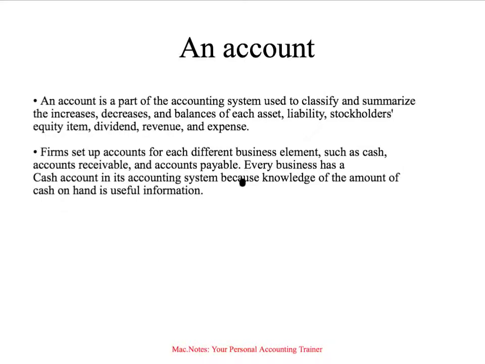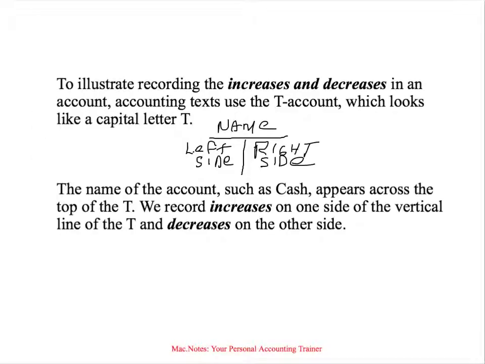they have on hand. Now, to illustrate the recording of increases and decreases in an account, we must visualize what's called the T account. It looks like the letter T. At the top is the name of the account, cash, for example. The T has a left-hand side and a right-hand side. So we record increases on one side of the account and decreases on the other.